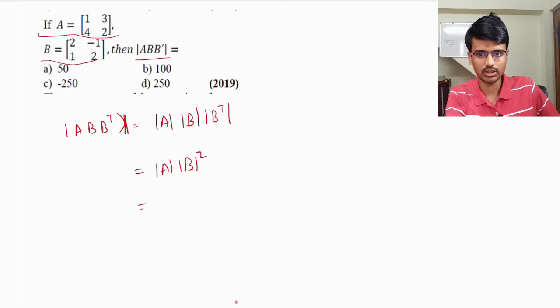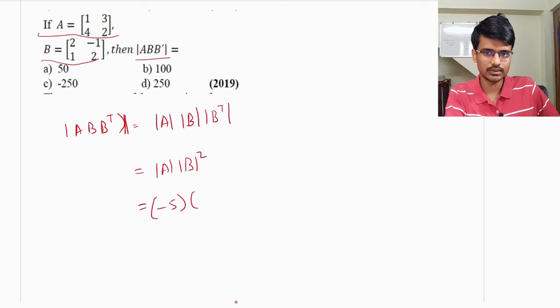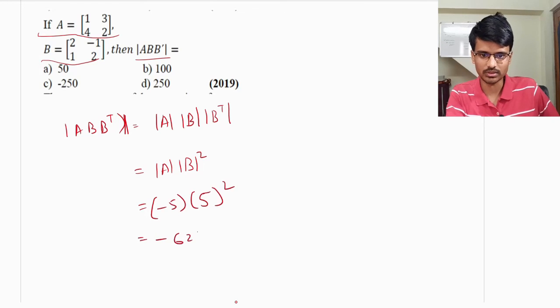What is determinant of A? 2 minus 7, that is minus 5. What is determinant of B? 2 2s are 4, 4 minus minus 1 gets plus 5. Yeah, 5 square. So this is nothing but minus of 5, 6, 25. 5 5s are 25, no, I have done something wrong here.